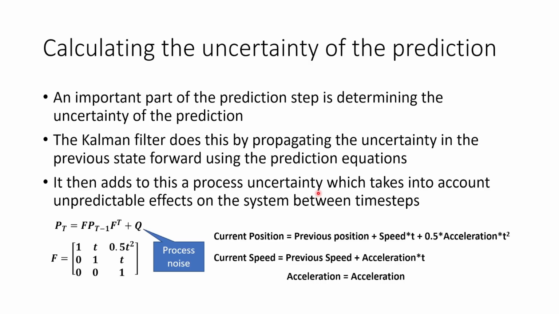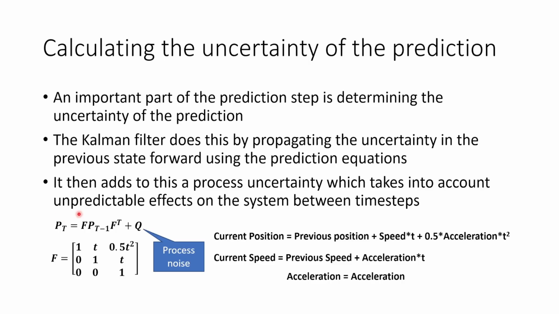So in this case, we made an assumption of constant acceleration. Well, if the acceleration wasn't constant, then that would be an unpredictable effect. And so that's why we have this extra term to take account of these unpredictable effects. And we propagate this previous state forward using matrix multiplication.